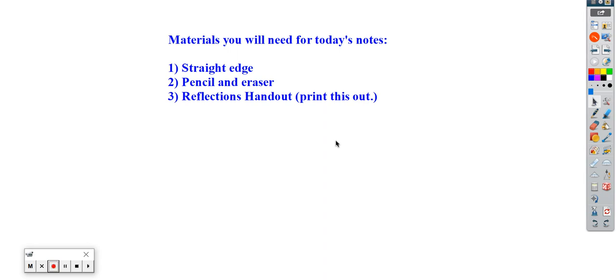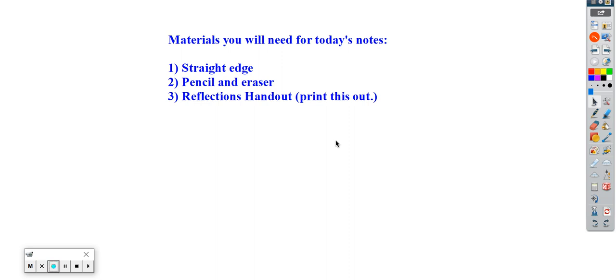Ladies and gentlemen, today, before we get started with notes, I want to make sure that you have the following materials in addition to your composition book. You're going to need a straight edge because we'll be drawing figures. You're going to want to have nice straight lines. Please use a pencil and not a pen, and have a good eraser just in case you make a mistake.